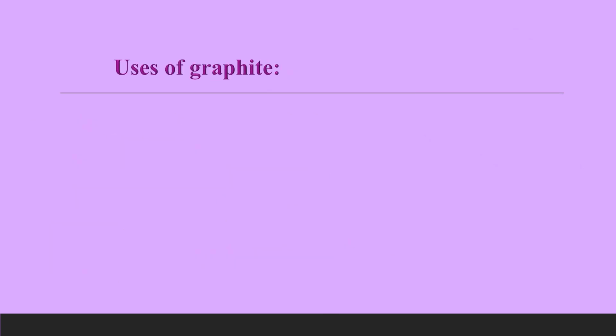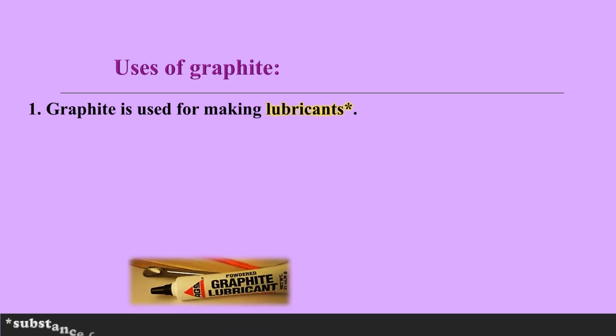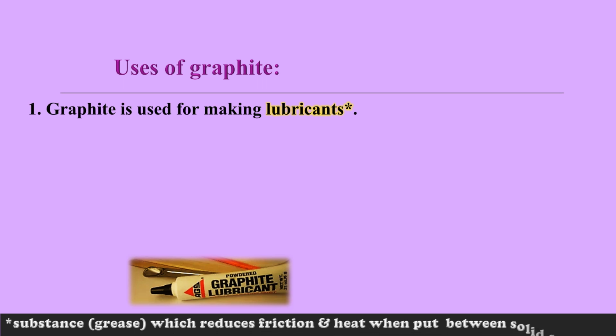The uses of graphite. Graphite is used for making lubricants. Now, a lubricant is a substance like grease and oil which reduces friction and heat when put between solid surfaces. For example, if the fan is making a little noise or if the door doesn't open properly, we just add a little grease or oil there and it starts functioning better. So that is called a lubricant. So graphite is used to make such lubricants.